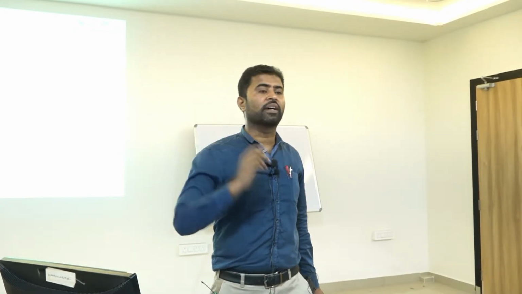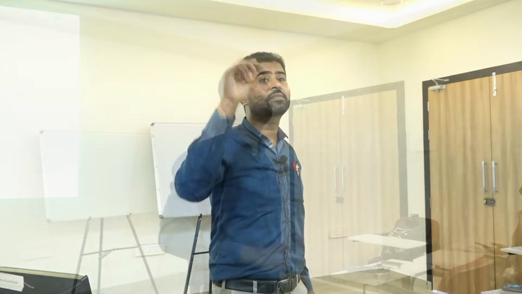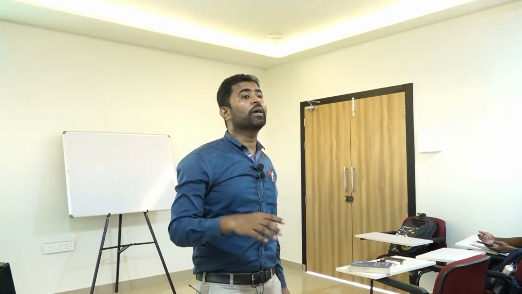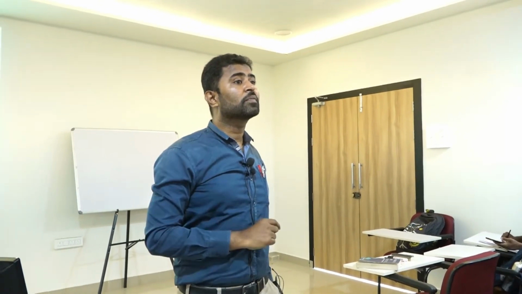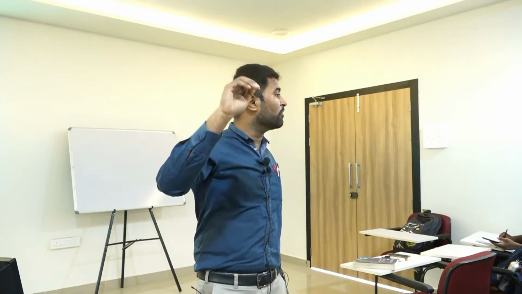So what is P of A? How many numbers are there actually? 200. Okay, 200 numbers are there. How many are divisible by 6? 33. So P of A equal to 33 by 200. How many are there divisible by 8? 25. So P of B will become 25 by 200.